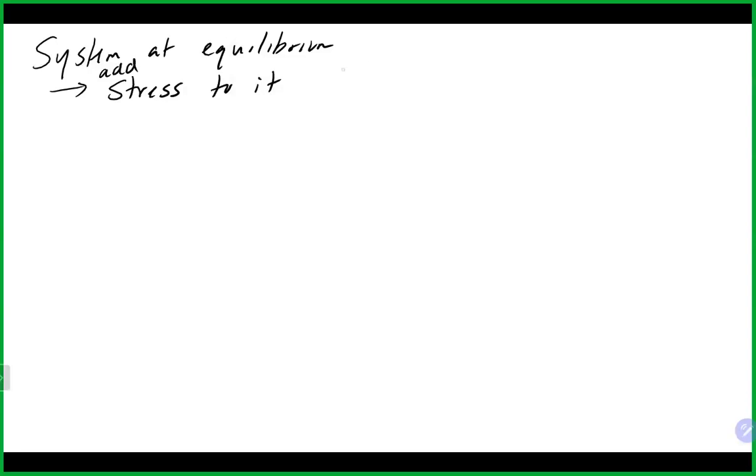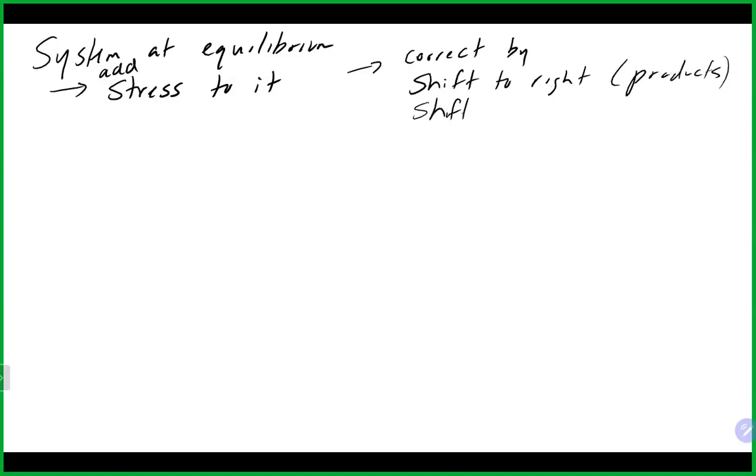It may correct itself by shifting to the right, which means you're going to make more products. It may correct itself by shifting to the left, which means you'll make more reactants. And frankly, there are certain situations that even though you did something to it, not much is going to happen. So there's still going to be no change that's going to occur.